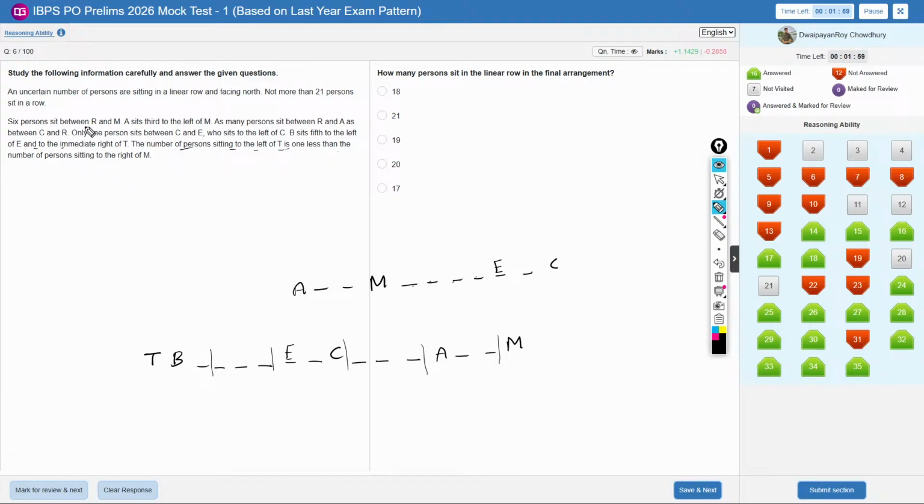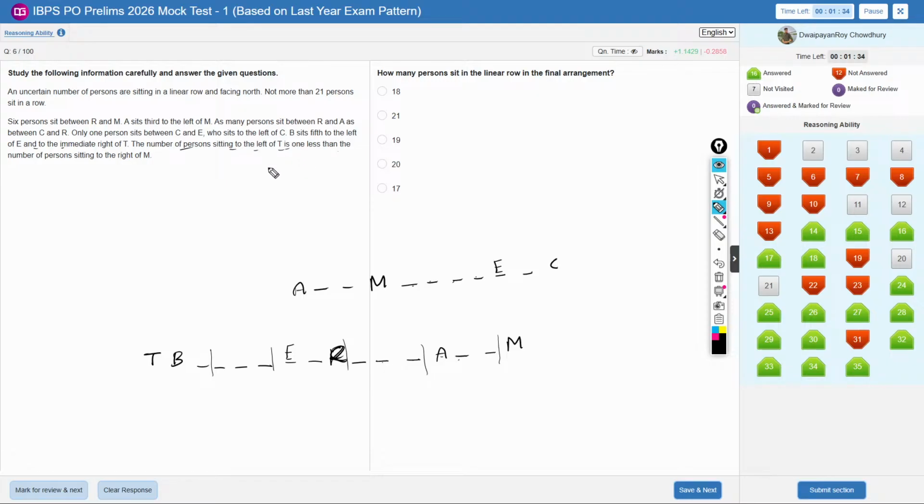6% between R and A. R and M. Hit. 6% was between R and M. One, two, three, four, five, 6 between R and M.